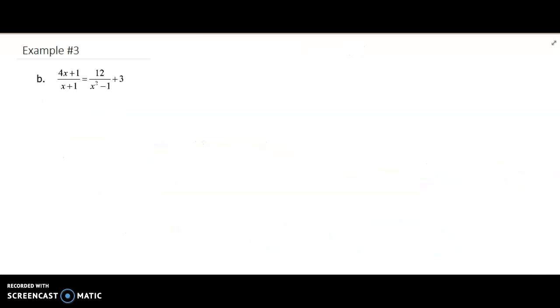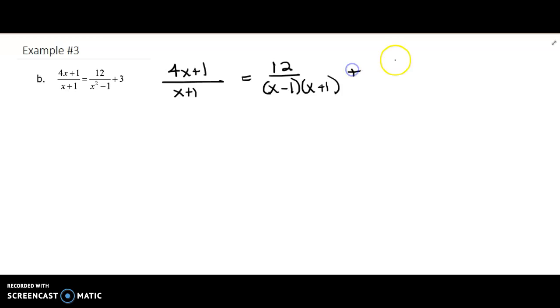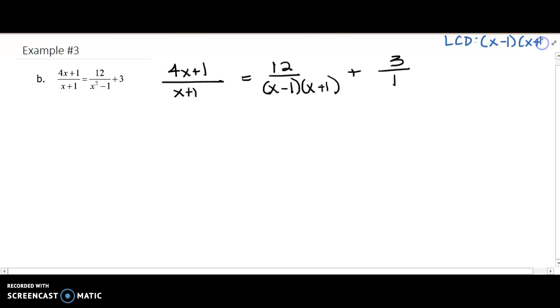All right, let's look at part B for example 3. I'm going to go ahead and write this out but factor the denominator. So I have 4x plus 1 over x plus 1 equals 12 over, and I'm going to factor x squared minus 1, a difference of squares, so x minus 1 times x plus 1, plus 3, and I'm just going to put 3 over 1. As I can see here, my LCD, my least common denominator, is going to be x minus 1 times x plus 1.